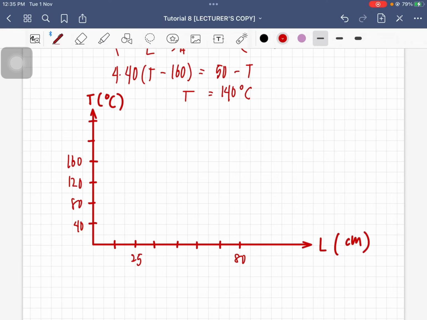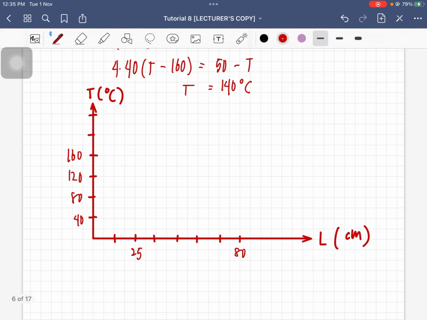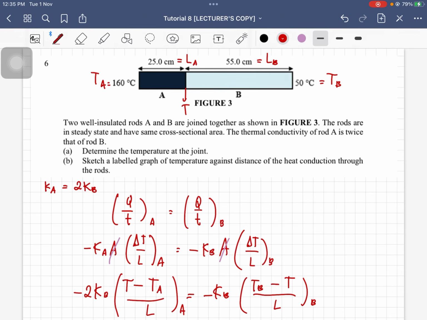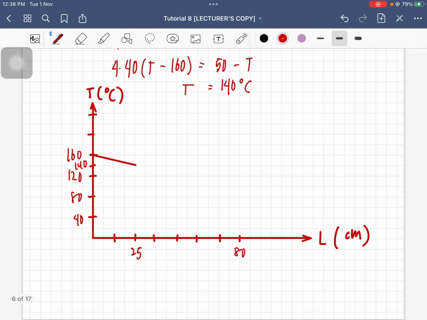For rod A, the maximum outside temperature is 160. So it's going to be 160, and then go to 140, which is the at-joint temperature, up until here. This is for rod A. So this is 140. Then for rod B, the temperature goes from 140 to 50. So 140 here, and 50 assuming somewhere here.